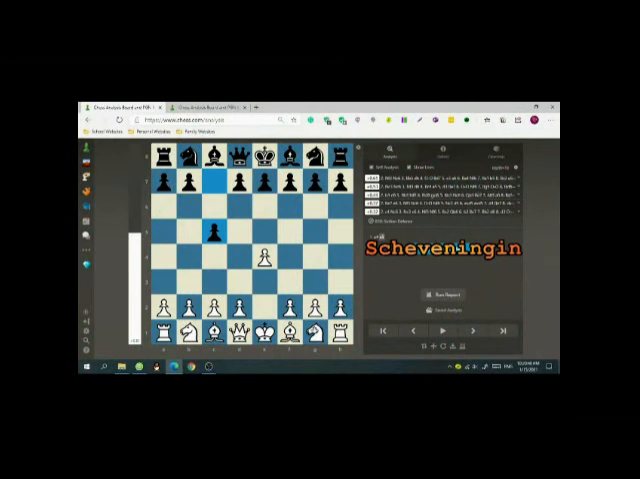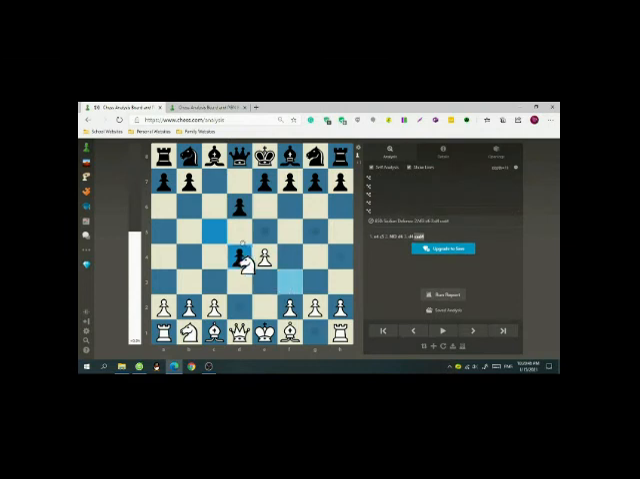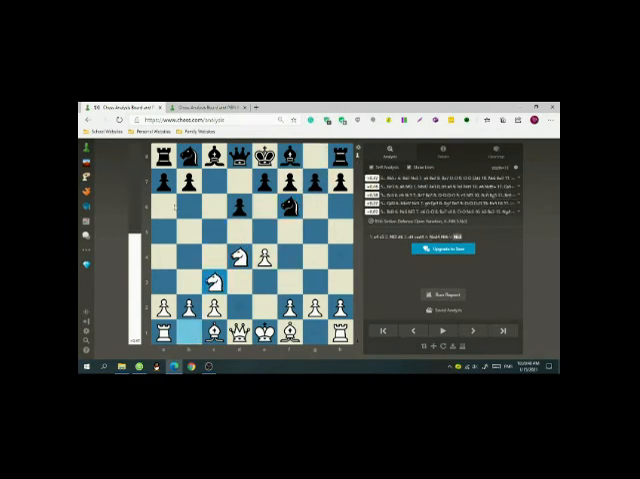Here is the Scheveningen variation. It is very similar to Najdorf, since white usually castles queenside and black castles kingside. But some differences are that black pushed e6 instead of e5. And sometimes black is slower in attacking white's king.